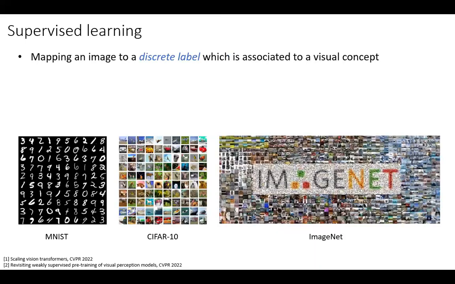So let's first have a quick recap of supervised learning. Supervised learning maps an image to a discrete label, which is associated with a visual concept. Basically, the label is a one-hot concept. During the model training process, the model may not learn the semantics behind it. The pro is that the datasets are usually annotated in a very clean manner. But the con is that human annotation can be very expensive, and the number of labels that you can label can be limited.